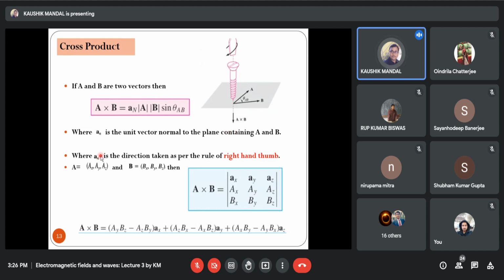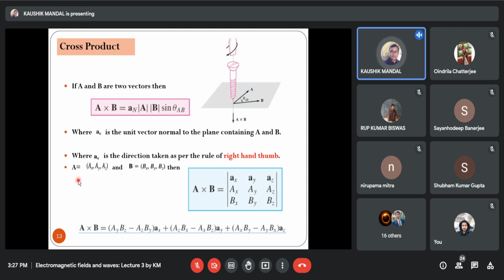So N is the unit vector that will be normal to the plane containing the corresponding vectors A and B. Now, how can we find out the direction of this unit vector? We can find it by following the right hand thumb rule. It is represented in the next slide itself, so I'll discuss it at that time.